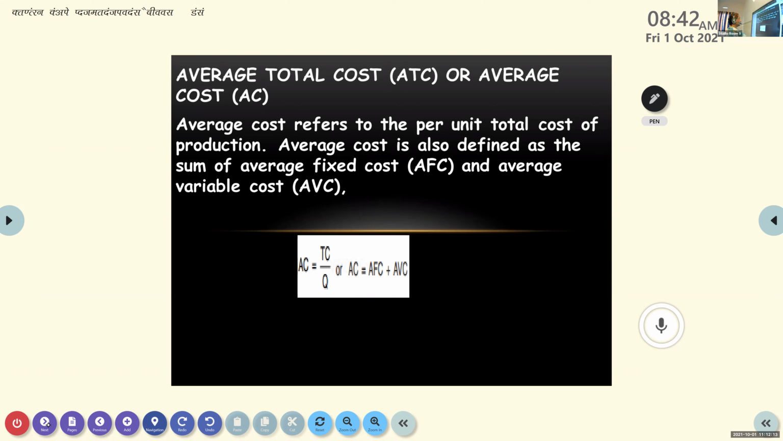Okay. Now, next is average total cost or average cost. What do you mean by that? There is a formula to get that also. Abdul, can you tell what is the formula to get average cost? Ma'am, TC divided by Q. TC divided by Q, or total cost divided by Q. The same way, if AFC and AVC are given, how to get that? AC is equal to AFC plus AVC.